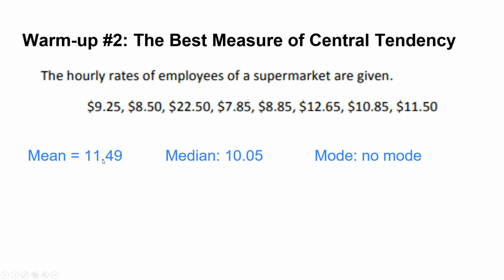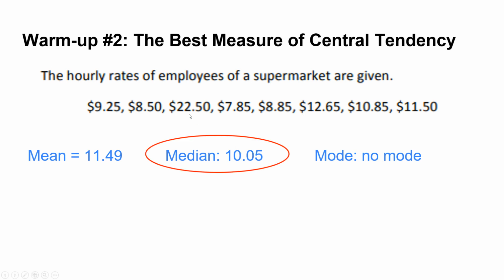So we do the mean calculation. We ended up at $11.49. The median is a bit lower at $10.05, and again, there is no mode. If we look at this data, we can see $9.25, $8.50, $7.85, $8.85, those are all very close. The $12.65, $10.85, and $11.50 are quite close, but that $22.50 is quite unusually large. It's more than double, or almost double the next biggest score. So again, we've got an outlier in this data set.